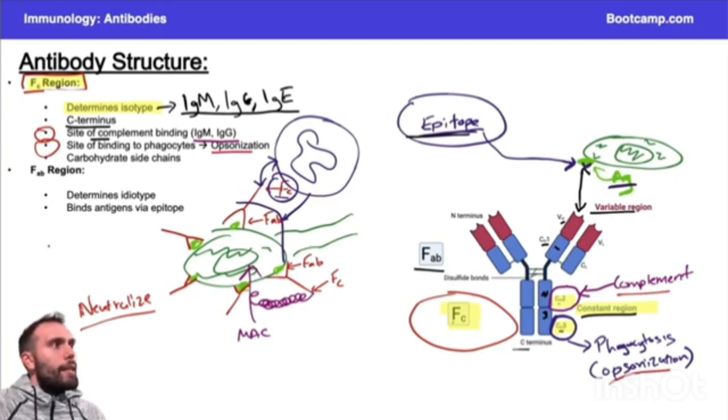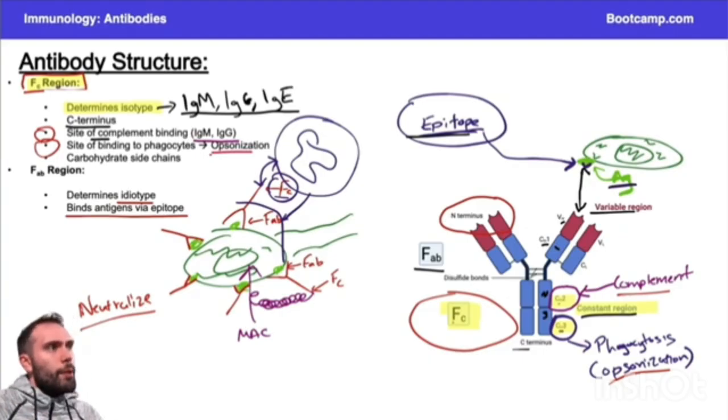Remember, that's what's binding the epitope. It binds antigens via the epitope, and this variable region will determine the idiotype. So the idiotype is referring to what this antibody can specifically bind to, what specific structure, what specific epitope it can bind to, and with what strength it can bind to that epitope. So there's usually going to be a very unique antigen binding pocket, and that's referring to this idiotype. And this idiotype is going to be formed through things like VDJ recombination, which we'll talk about in the next slide.